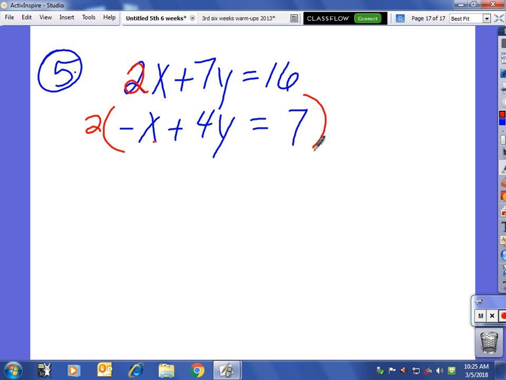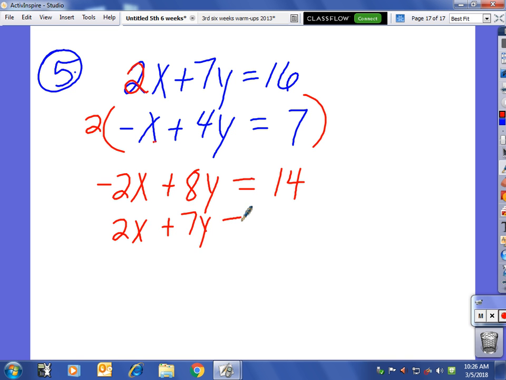Now, you can only do that if you double everything. So that would be negative 2x plus 8y equals 14. And then you would have 2x plus 7y equals 16. I'm just going to rewrite the top equation. I like to have them right next to each other.